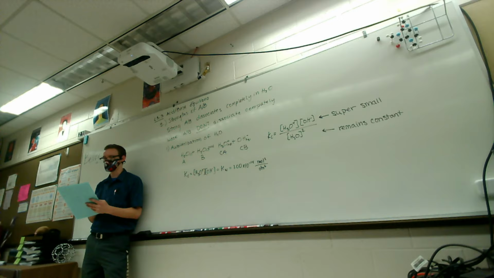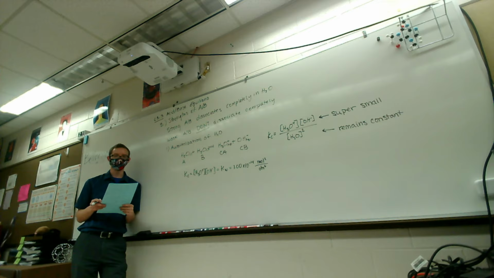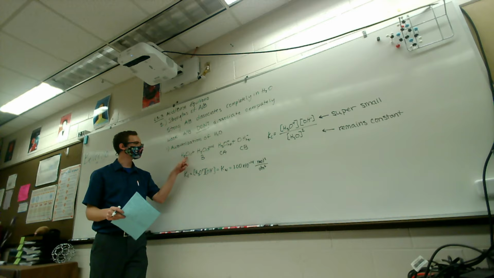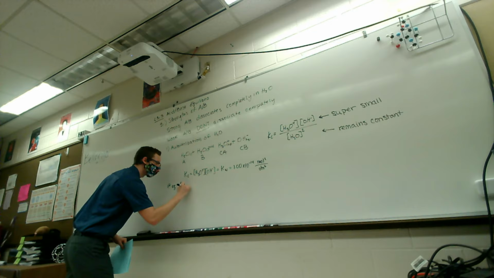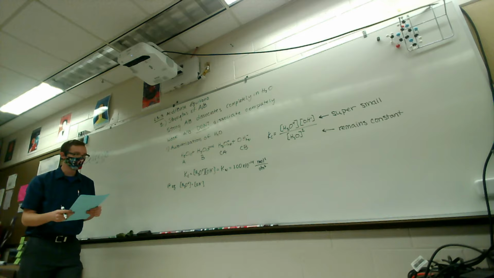This nifty little rearrangement here, getting rid of H2O squared, allows us to calculate the concentration of H3O plus and OH minus, but there's something else that we can do before we even go there. Do you see how this is all a 1:1:1:1 ratio? That means that at equilibrium, the concentration of H3O plus is going to be equal to the concentration of OH minus. So they're the same.